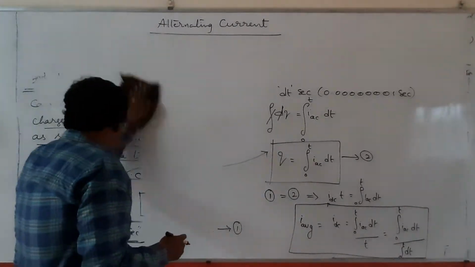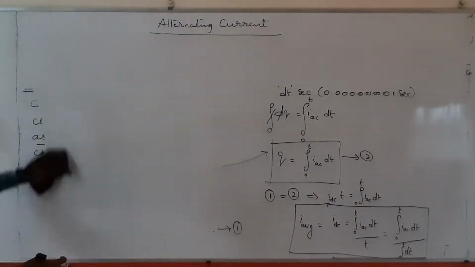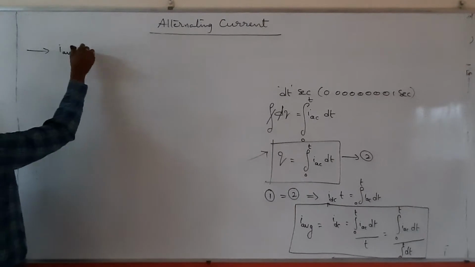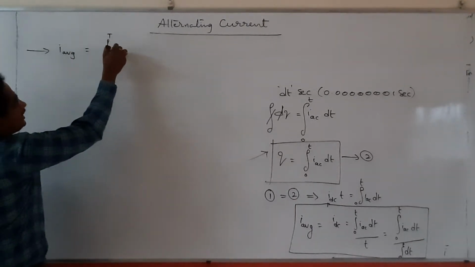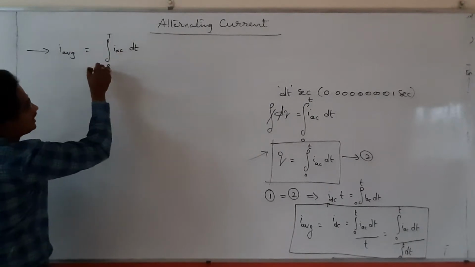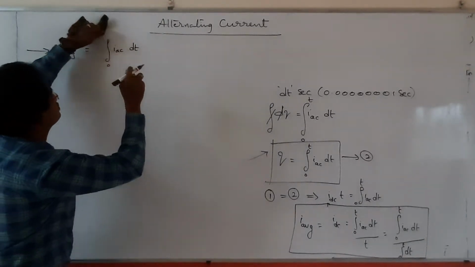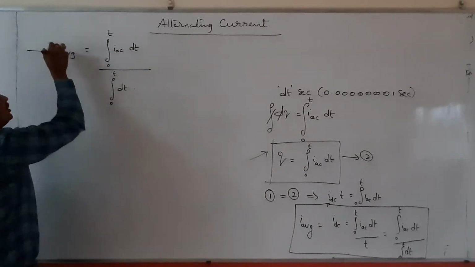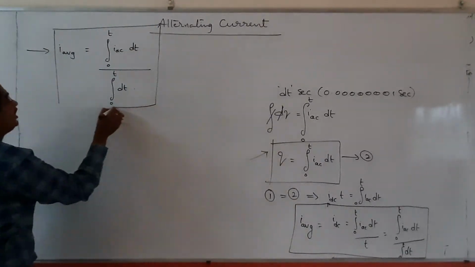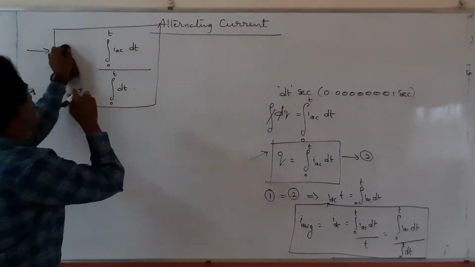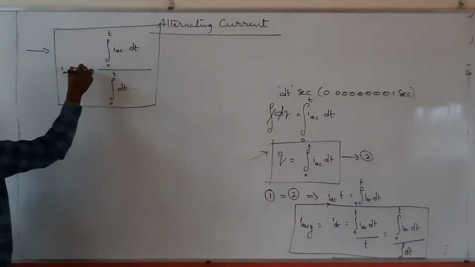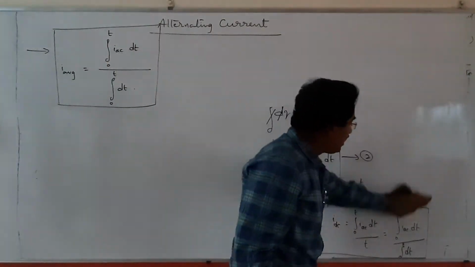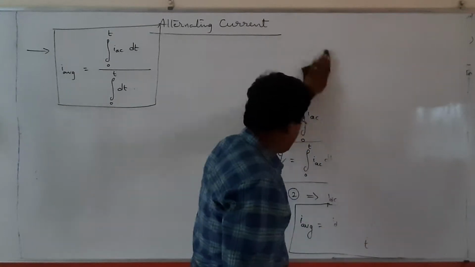So finally, what is the formula for the average value of current? Do remember it well. That is I average equal to integral 0 to t IAC dt divided by integral 0 to t dt. This is the I average formula. Do remember it well. Similarly, next, the definition regarding AC. What do we see here?